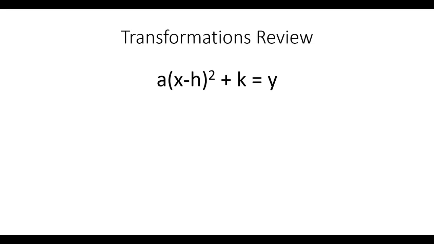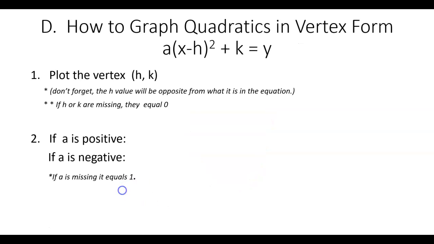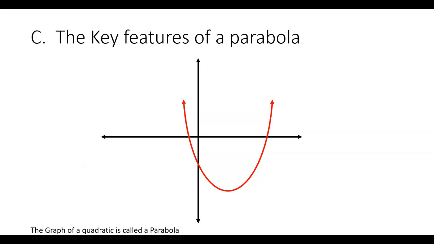So, I wonder if there's more information here. Let's see. I'm going to jump up to this first. So, just so you guys know, the graph of a quadratic is called a parabola. There's a few key parts of a parabola. This part down here, and you guys should label this with me, is called the vertex.